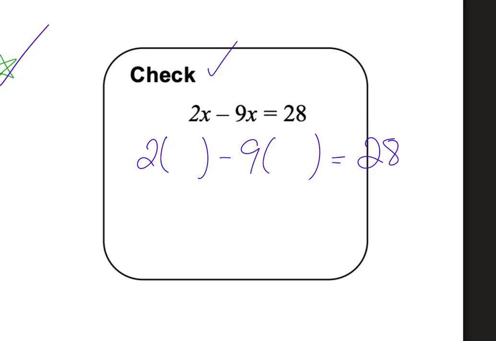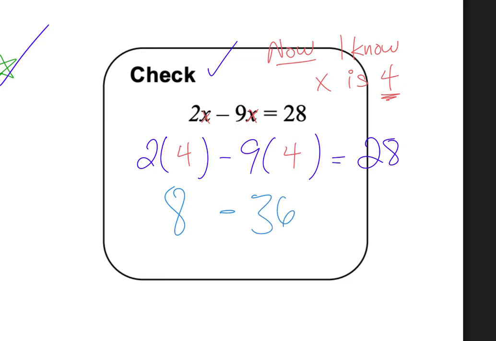Notice what is missing. The x's, right? But it's because now I know x is 4. So I can put a 4 there and a 4 there. And I can simplify. 2 times 4 is 8. Negative 9 times 4 is 36.